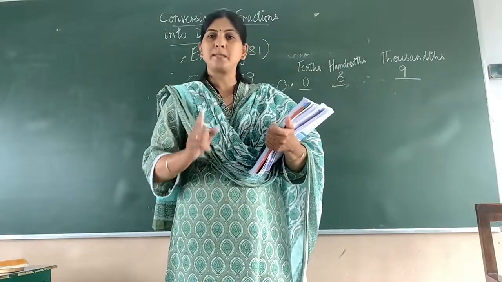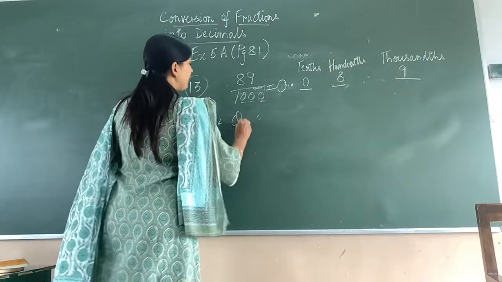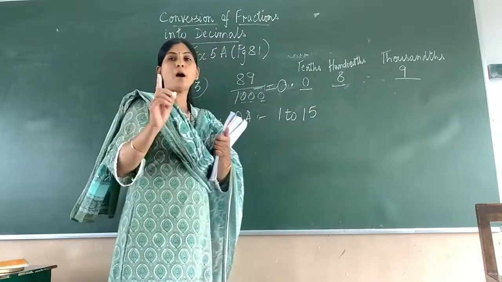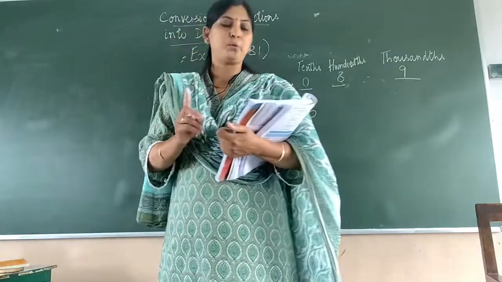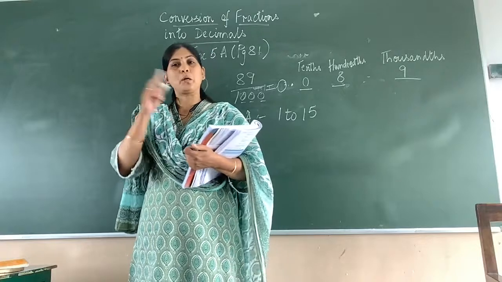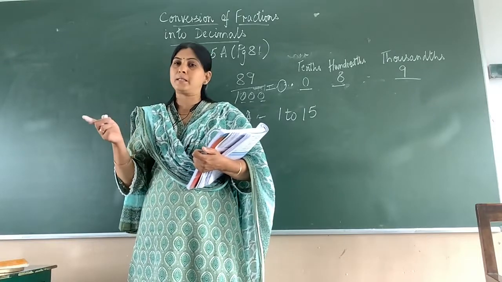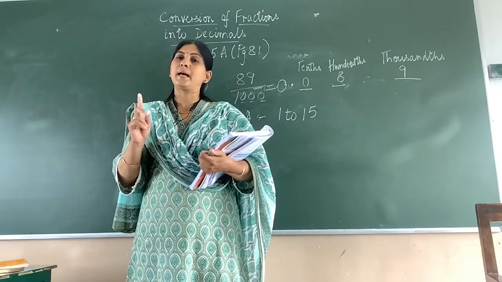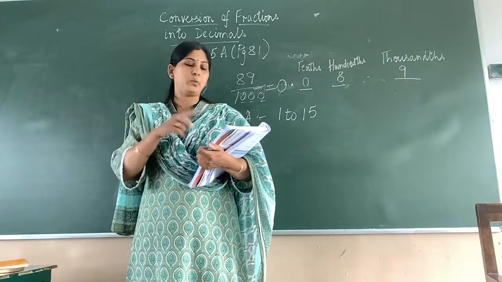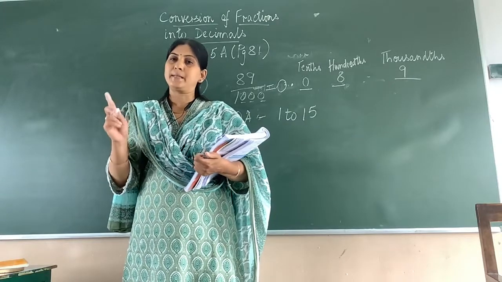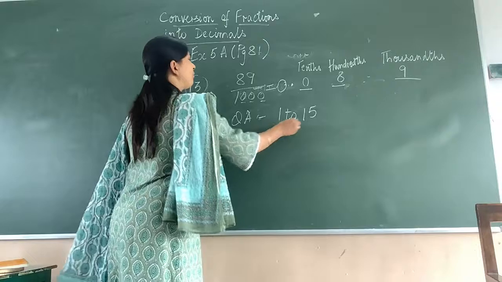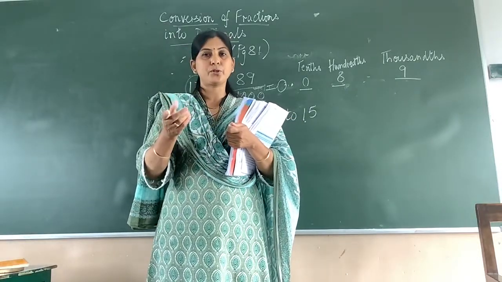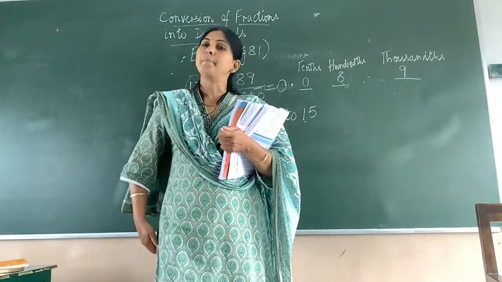So children, question A. There are 15 sums in question A, 1 to 15. You will do them in your practice notebook. There is no calculation required to convert these fractions into decimal numbers. You just have to remember the things that I have told you, and you can easily convert these decimal fractions into decimal numbers. So you will do questions 1 to 15, the whole thing, in the practice notebook, and I will send you the PDF also. The PDF work you will do in your maths notebook.